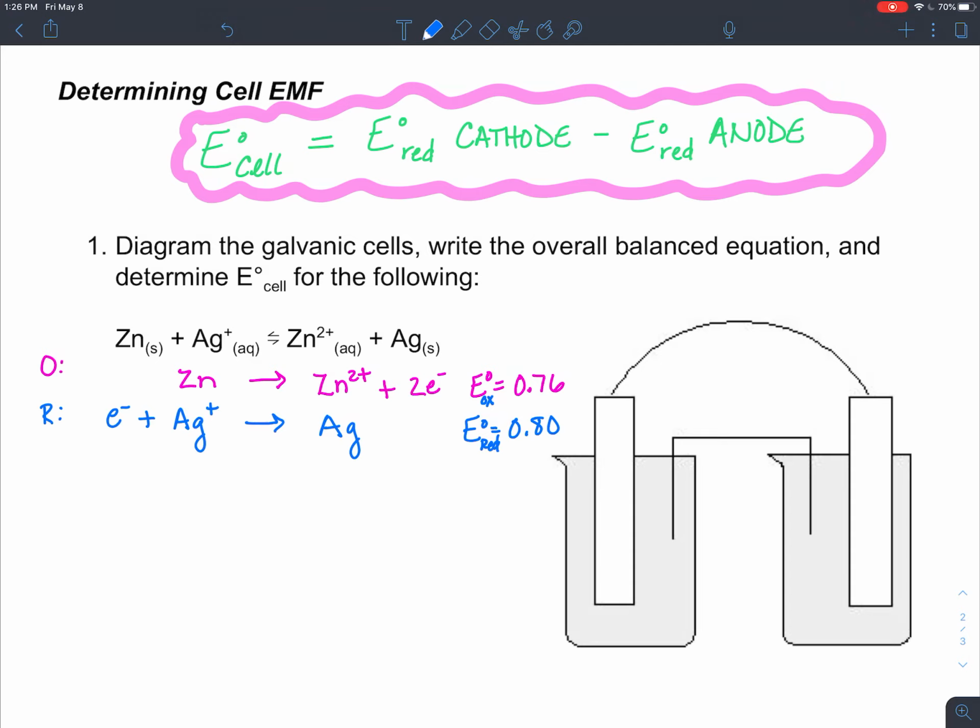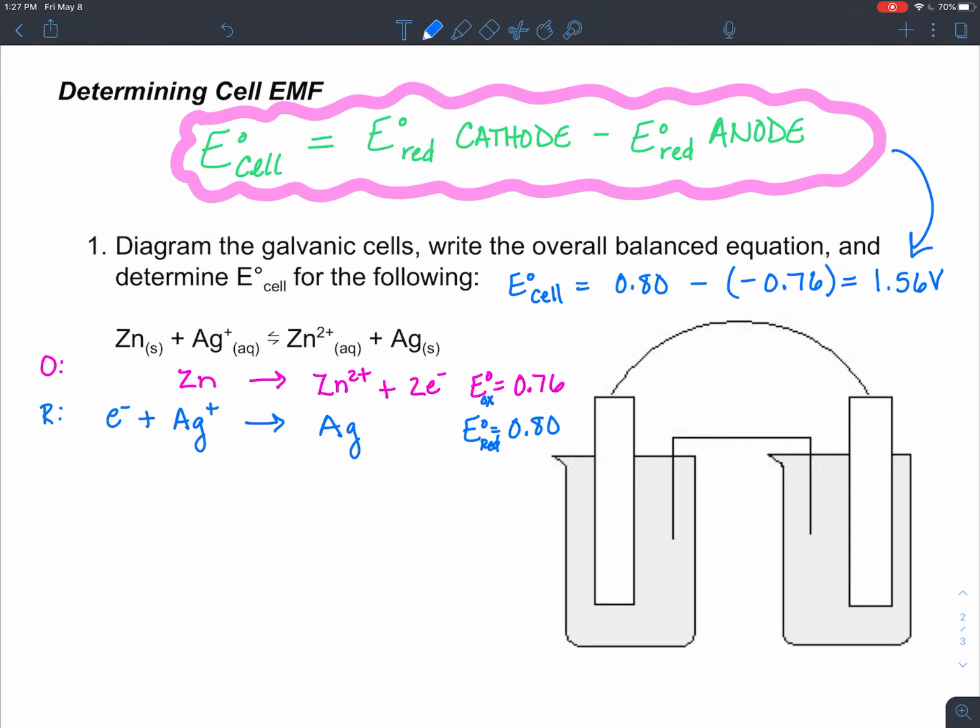So if I wanted to keep both of them, then what I would do is I would say, okay, my E cell overall is going to be equal to the reduction at the cathode, so 0.80 minus, and this value when it was being reduced, remember, was 0.76, a negative 0.76. Okay, and so when we do that, then we get 1.56 volts. So that is using this equation to get that.